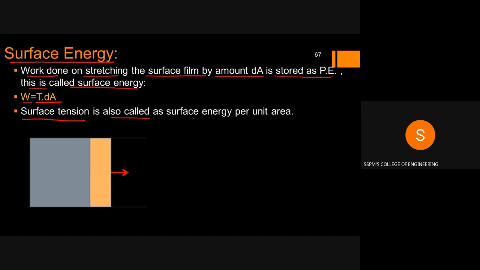So let us take this as the original film or the original surface. We are applying the force F and we are increasing the surface area of that film by the amount dA. For increasing the surface area by the amount dA, the energy is stored in that film or in that liquid, and this energy is W is equal to T into dA.